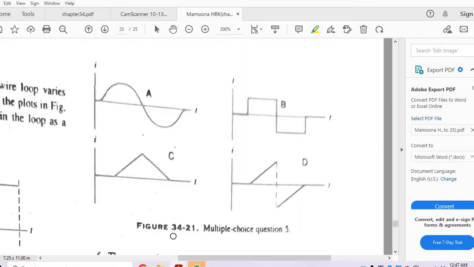And this is figure 34.21, and this here shows the current in one direction and the current in the reverse direction. There is possibility of option A, B and D, not this one, because there is no negative current here, it means that it's not showing the reverse direction of the current.